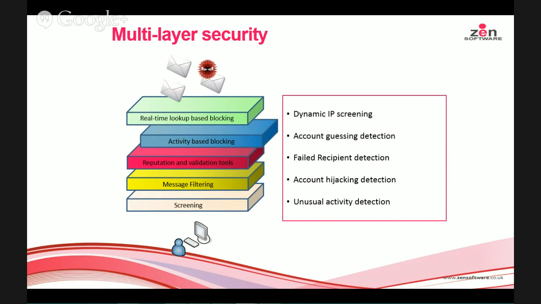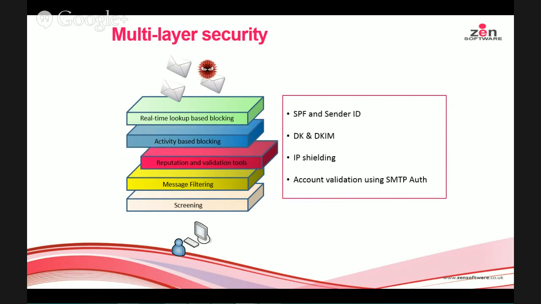Then the flip side is reputation and validation tools, ways of making your email, when you're sending it, more likely to be received because you're trusted. So we've got things like Sender Policy Framework, SPF records, telling the world which servers are allowed to send as your domain. When the receiving server detects that, they can be more confident that it's come from you, not just somebody claiming to be you.